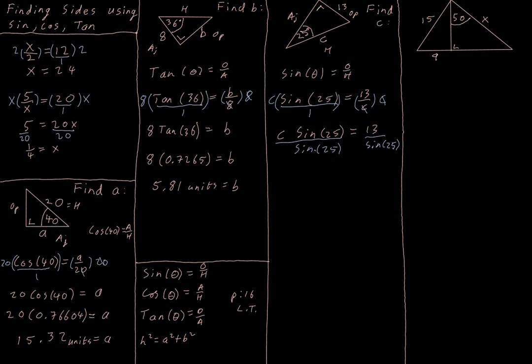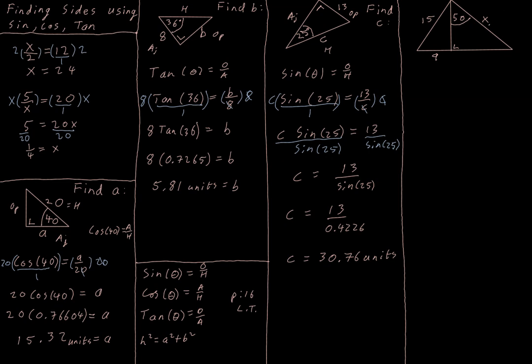Because sine 25 divided by sine 25 is just 1. Anything divided by itself is just 1. So I have c is equal to 13 all over sine 25, and then I just put sine 25 in my calculator, and I get 13 divided by my sine of 25, and I get 30.76 as a final answer. And again, I'm always going to at least 4 decimal places in the middle of a question when I find out my sine, my cosine, or my tan.